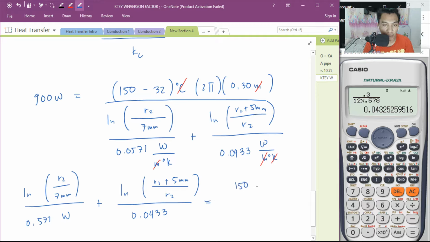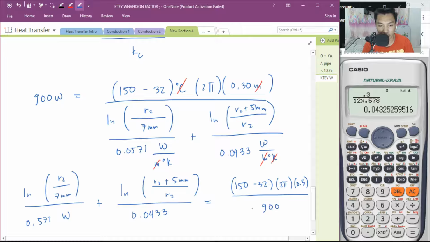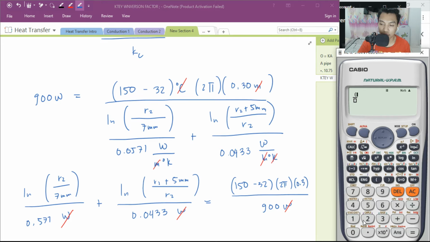150 minus 32 times 2 pi times 0.3 divided by 900. Lahat nasa baba yung watts, di ba? O ma-cancel na yung watts. Simplify ko muna to nandito sa side na to. 150 minus 32. Sinosolve ko po ito ng live. 2 shift pi, kaya medyo matagal talaga. Times 0.3.